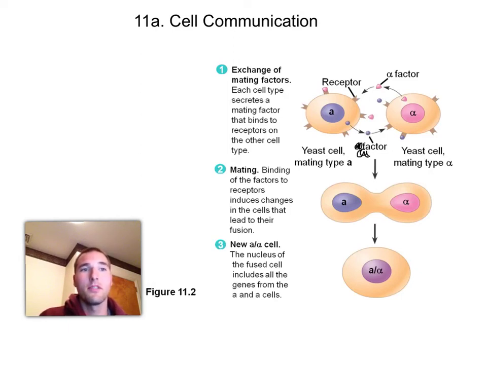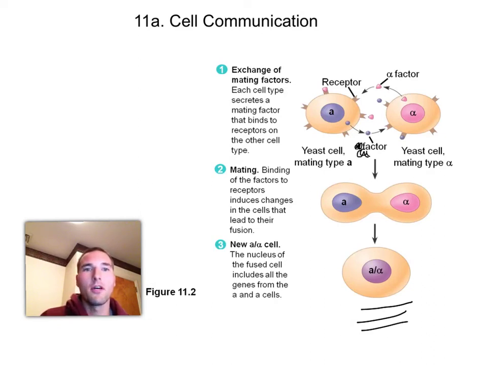When they do that, if the A cell receives an alpha factor from the alpha cell, then it'll trigger something inside of the yeast cell to change its shape. The same thing happens with the alpha cell. It starts to change its shape, and if these two cells are right beside each other, they will actually fuse together. They'll join their cell membranes together and become one cell with the genetic material from both parent cells, and that's actually a huge development in cells, to be able to join genetic material.